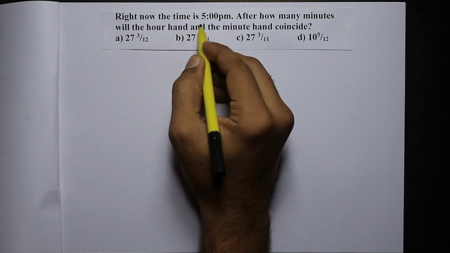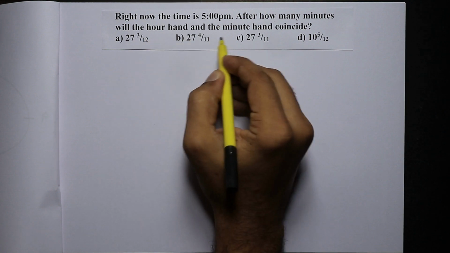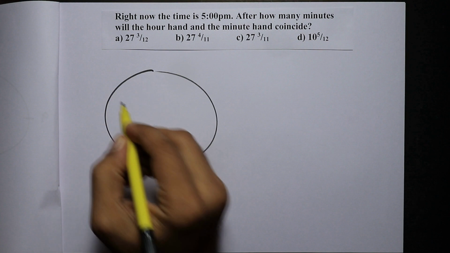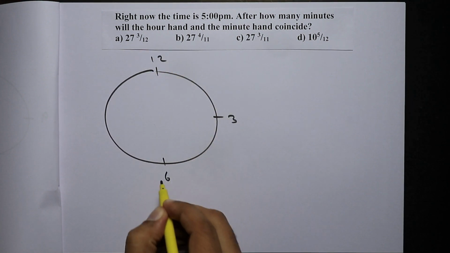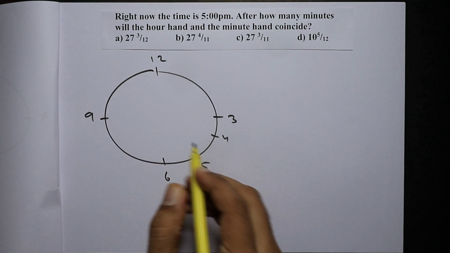Right now the time is 5 p.m. After how many minutes will the hour hand and the minute hand coincide? So we'll draw the clock like this. You have 12 here, 6 and 9 here, 4 here and 5 here.